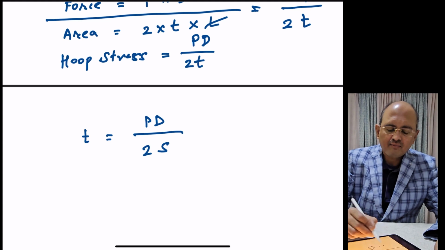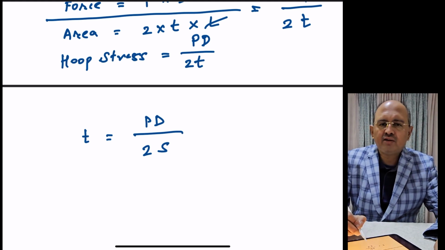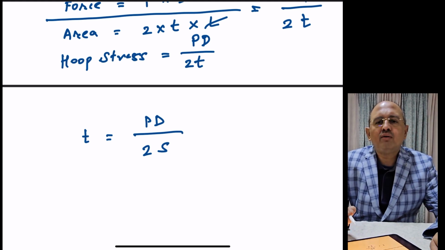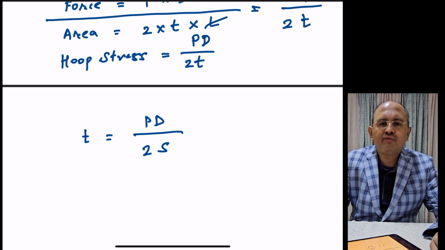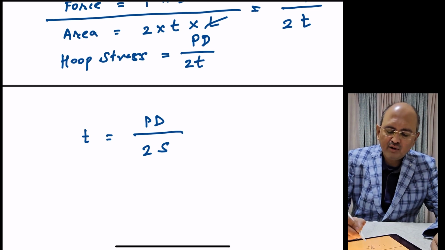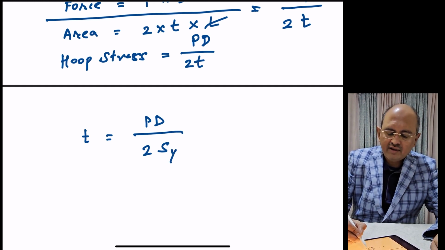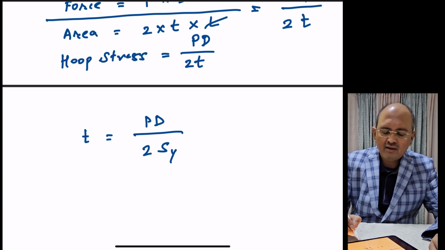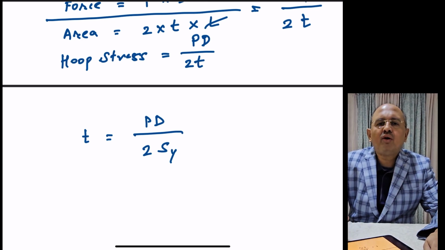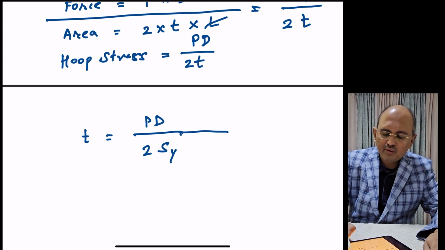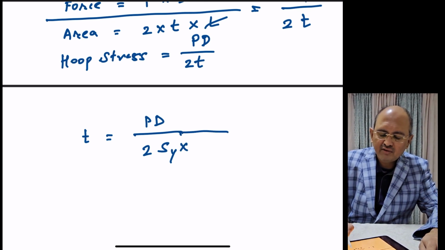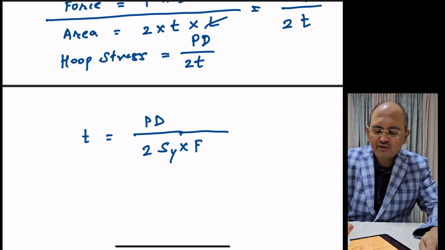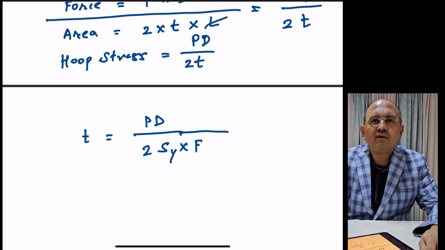Now S here is basically hoop stress, but now we want some margin, a factor of safety or design margin. So we are going to call this the material strength property, which in pipelines we call SY, which is nothing but the yield strength of the pipe. Okay, but this is the full yield strength, so we want a factor of safety. So we are going to multiply this with a factor of safety F, which we are going to call the design factor.